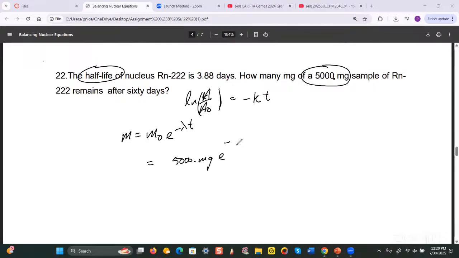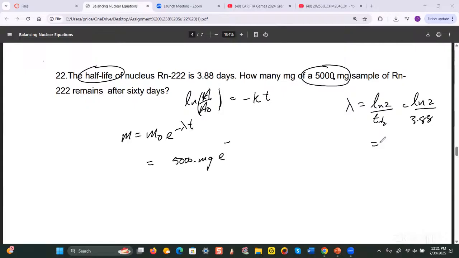Now, they did not give us lambda, right? So how would you find lambda? Anybody? They did not give us lambda, but they gave us something else. Lambda equals natural log 2 divided by half-life. Exactly. And the half-life is? 3.88 days. 3.88 days, exactly. So let's work out that first.